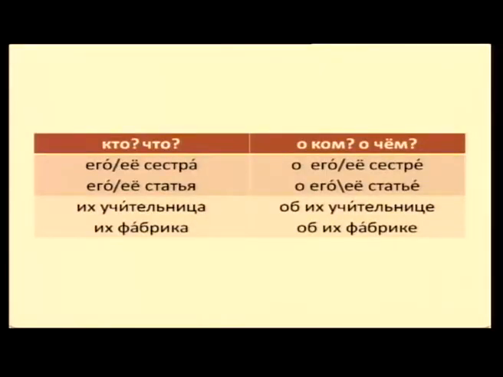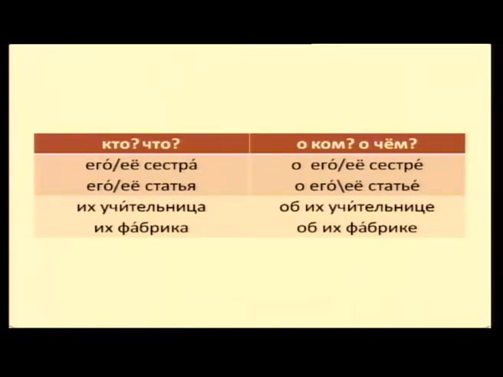In possessive pronouns, as we know, мой, твой, наш, ваш, его, ее, их are being used. Let's pay attention to их now and understand with an example. Here we have given an example, их учительница and их фабрика, with кто and что. When учительница and фабрика are used with the possessive pronoun их, in a question asked as о ком and о чем, we can use them with such verbs like: я думаю об их учительнице, whereas we can use: я говорю об их фабрике.